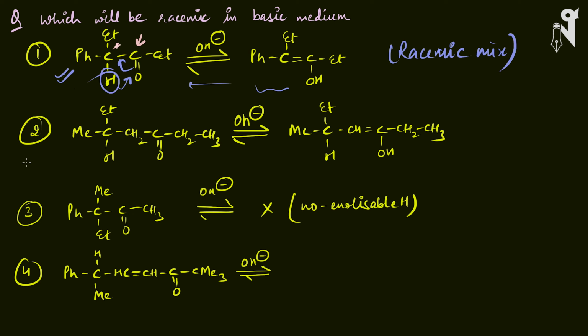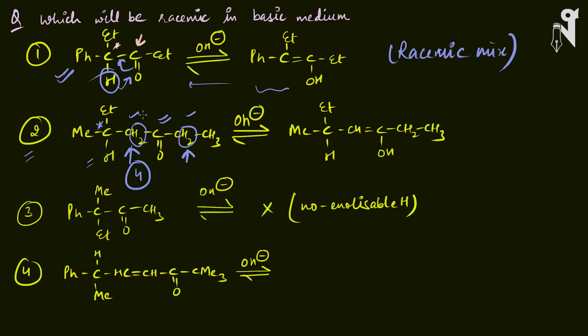Now look at the next compound. In this compound, this is my keto group. Here is this CH2, this CH2. So now the enolizable hydrogens are 4: 2 from here and 2 from here. But understand this thing, that none of these carbons are chiral. Whereas look at this carbon, this is chiral, but we are not taking our hydrogen from here. So the enolizable hydrogens are in this carbon and in this carbon. So no racemization takes place.